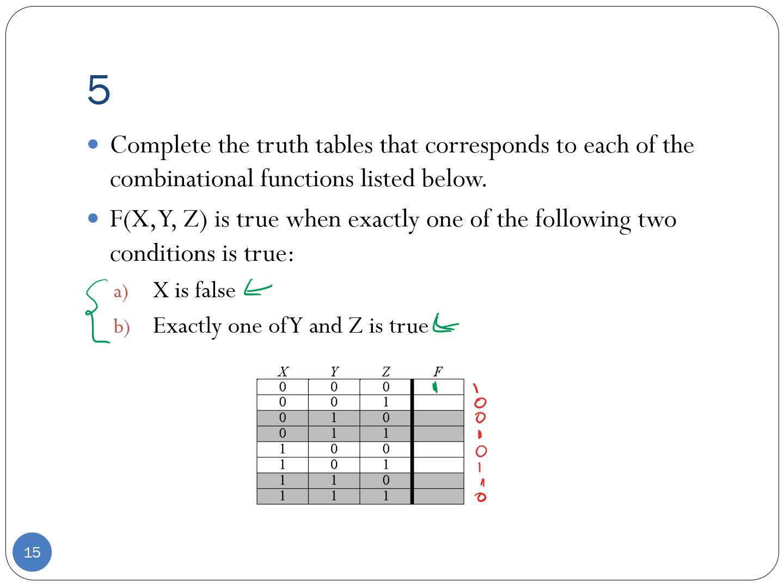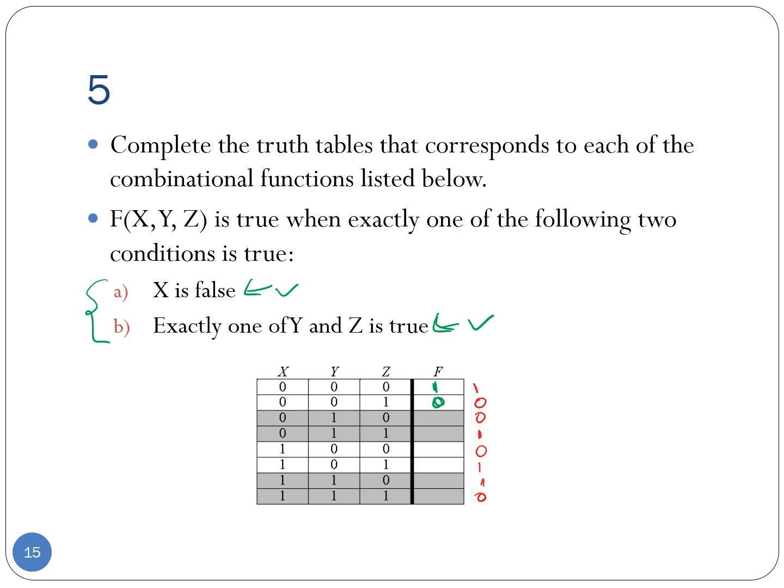In the next row we have 0 0 1. So x is false, so the first condition is true, and z is 1 but y is 0, right? So exactly one of y and z is true, which means even the second condition is true, so both the conditions are true, and therefore the output should be 0 here.